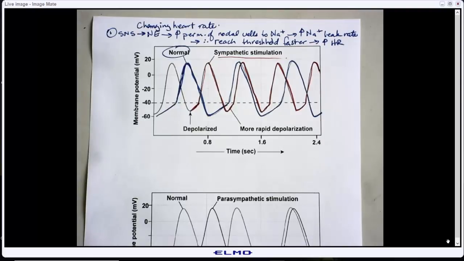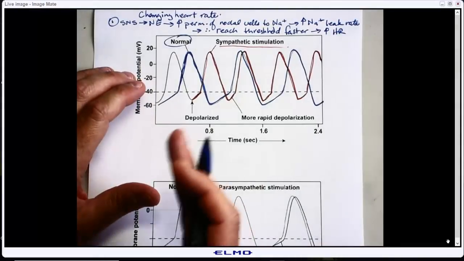So we also know that we can decrease our heart rate. So your heart rate can actually be decreased from your spontaneous depolarization rate.